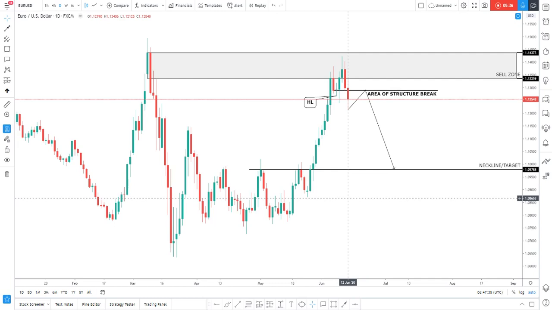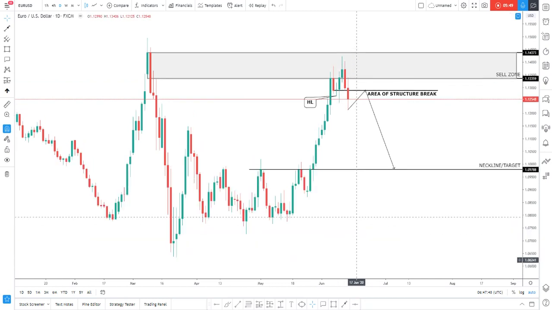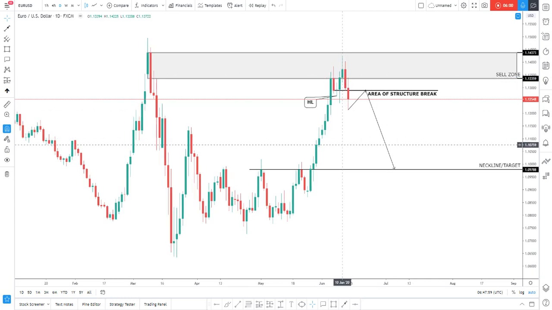So looking for more confluences also, we can see the RSI was overbought and it's already moving down to the oversold region. And also, if we look at this pattern here, this three candles formation is an evening star pattern.